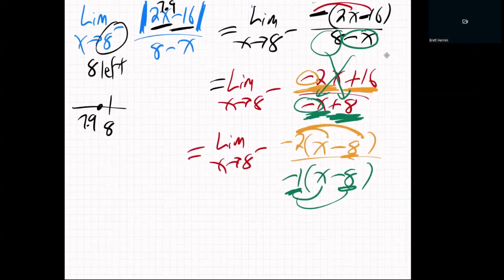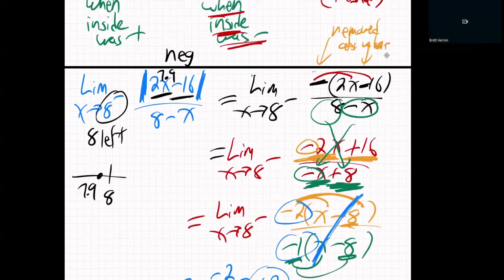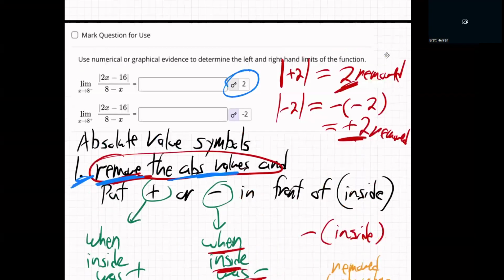Okay, now what does this do? Now these cancel. And so all we have left then is negative 2 over negative 1, which is positive 2. Right? Just negative 2 over negative 1, which is plus 2. So that's the answer to the first part, plus 2. Now let's do the second part. I know that was not easy.